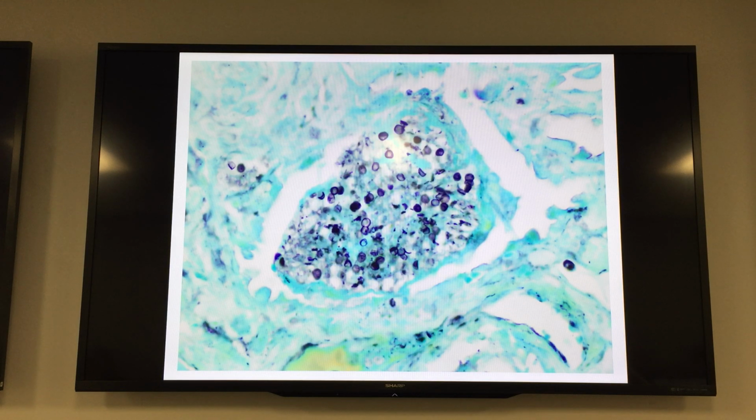What stain is this, guys? GMS. What does that stand for? Grocott methenamine silver. And that is a stain for what kind of organisms, Derek? Fungal organisms, that's correct. So pneumocystis, which in the old days was thought to be like a parasite, is now known to be a fungal organism. What kind of patients typically get pneumocystis pneumonia? Immunocompromised. So HIV/AIDS would be the classic example, but many other settings. So these are pneumocystis organisms, and you can see the crescent shapes and helmet shapes on a GMS.